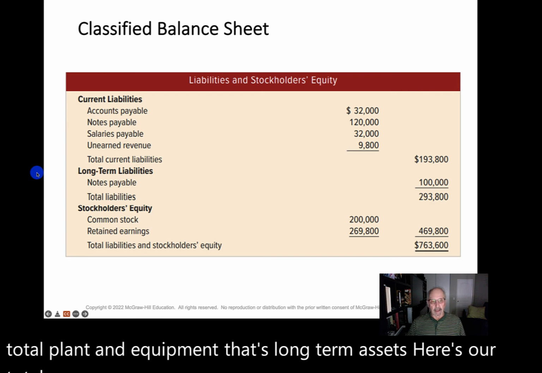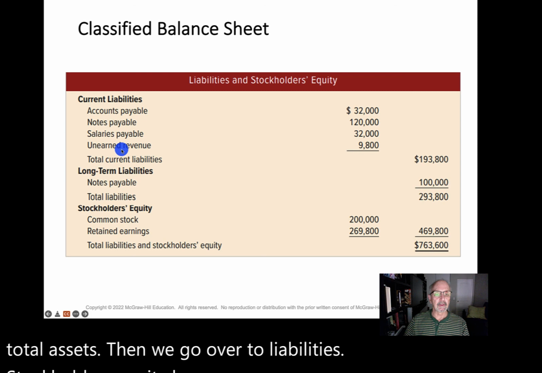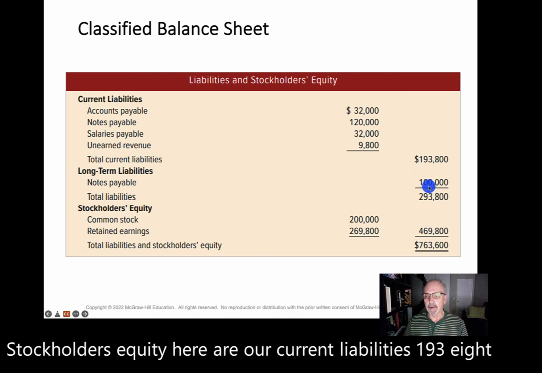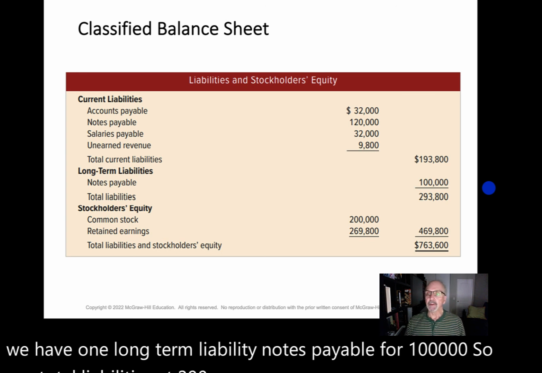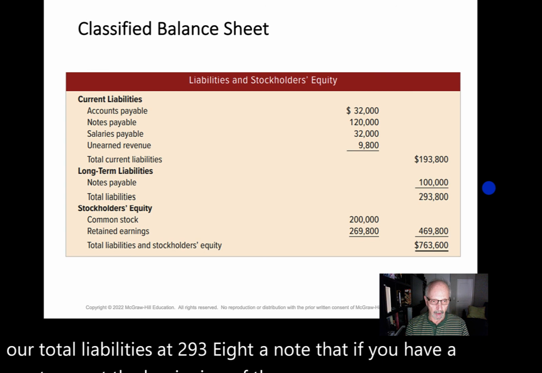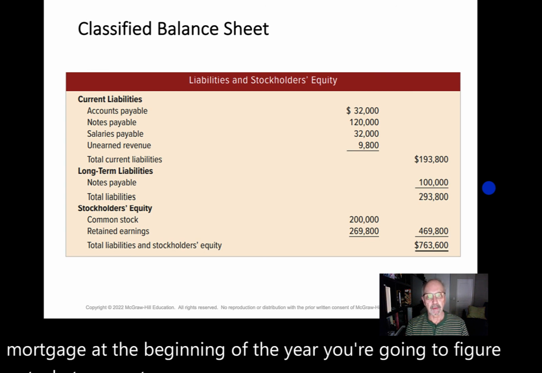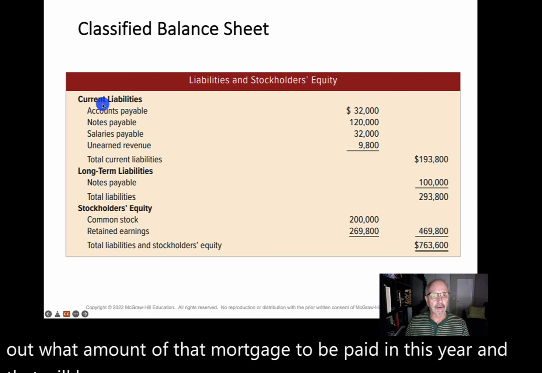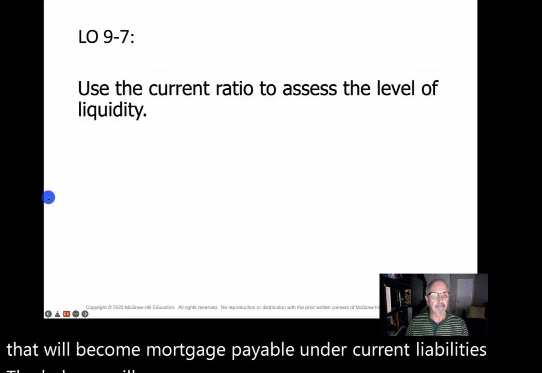Then we go over to liabilities and stockholders' equity. Here are our current liabilities, $193.8. We have one long-term liability, notes payable, for $100,000. So our total liabilities are $293.8. Note that if you have a mortgage at the beginning of the year, you're going to figure out what amount of that mortgage has to be paid in this year, and that will become mortgage payable under current liabilities. The balance will stay under long-term.